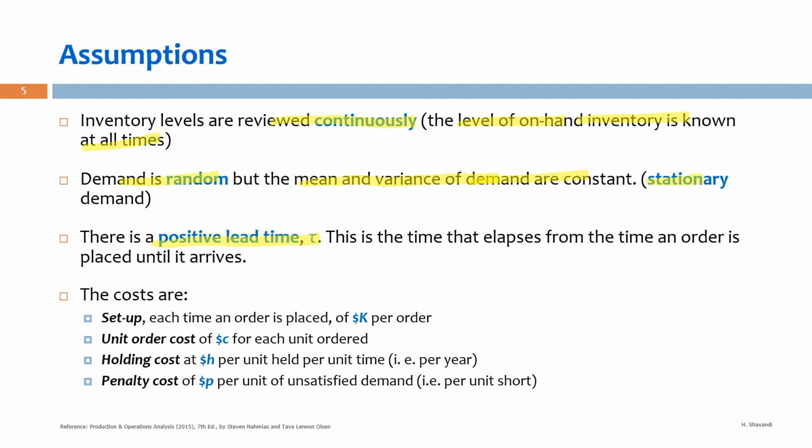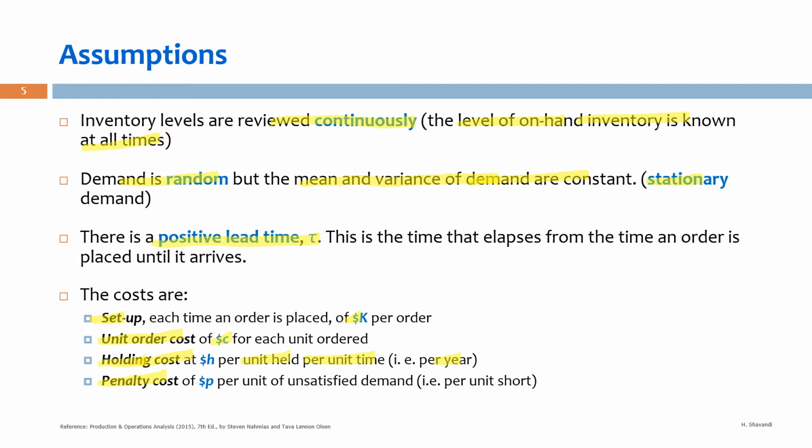Okay, and these are the costs. Like other models, we have setup cost here, $K per order, and also unit order cost, $C per each unit ordered, or let's say unit purchase price. And the holding cost, again, like the previous models, H per unit held per unit time, which is usually year. And the penalty cost here is somehow a new cost.